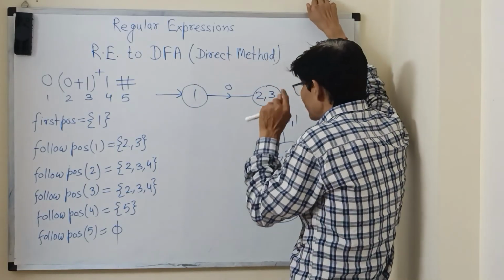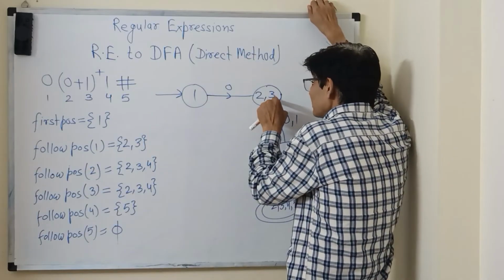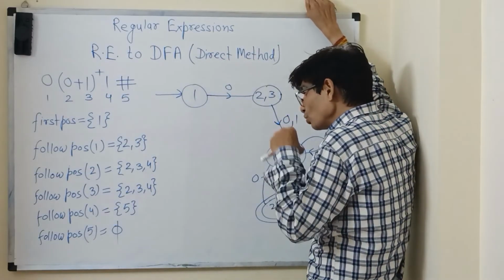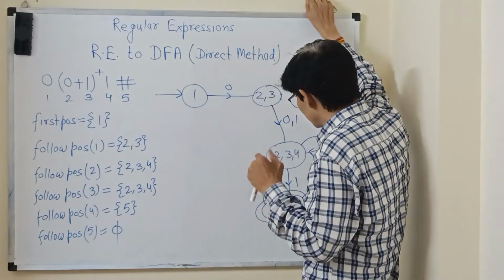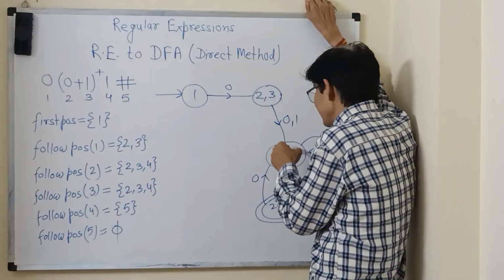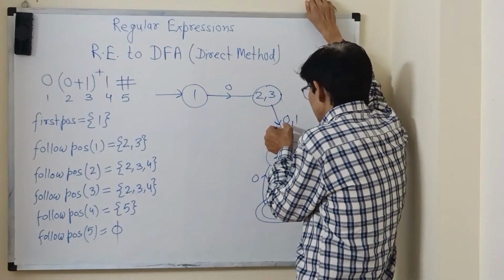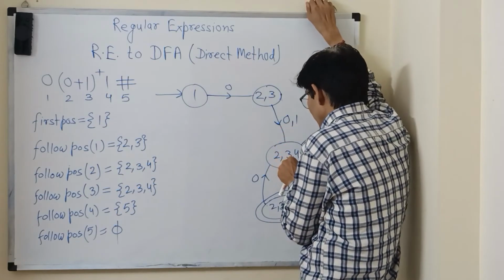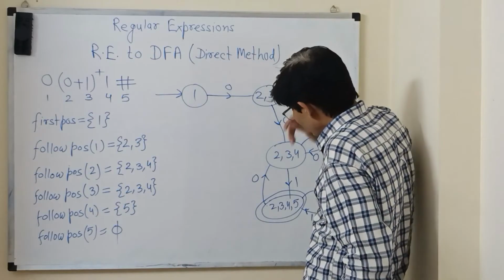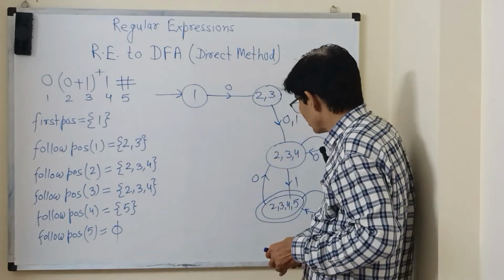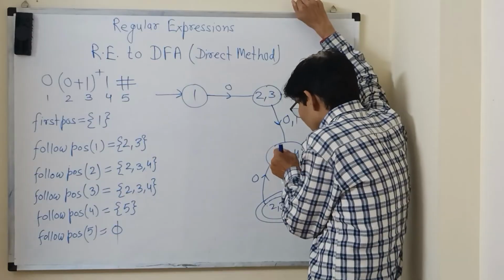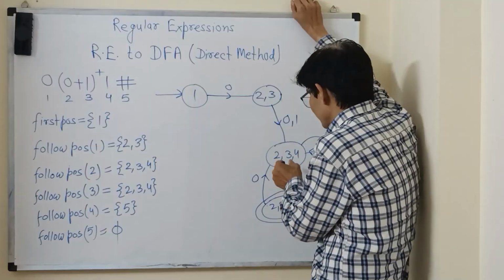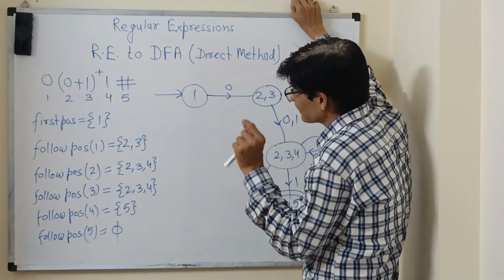Now, to see the transition on 1 from this state, 3 is assigned to 1, so we can take the follow of 3. Follow of 3 is again 2, 3, 4, which we have already created. So for both input symbols, the transition would go to the same state, 2, 3, 4. Now 2, 3, 4 is a new state, and for this we need to see all the transitions. So now to see the zero transition from this state, we look at the number assigned to 0.